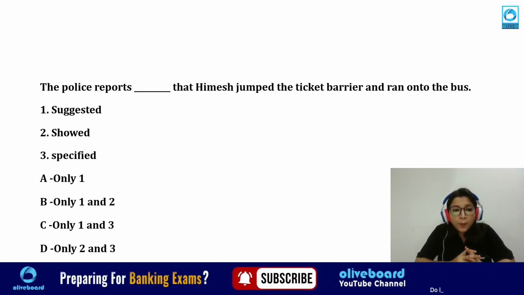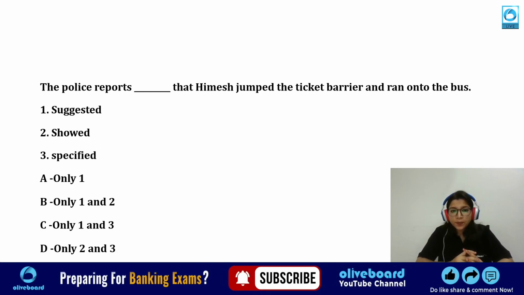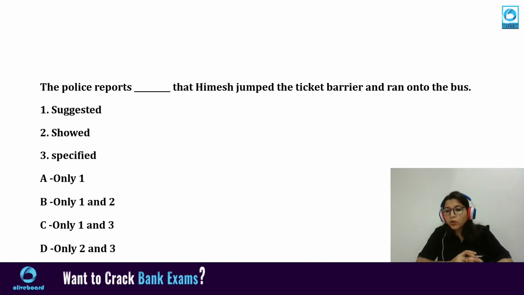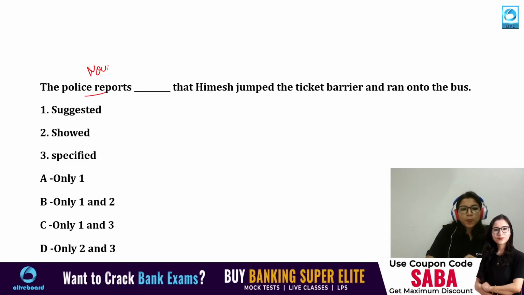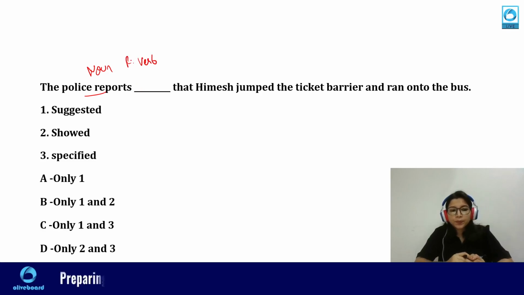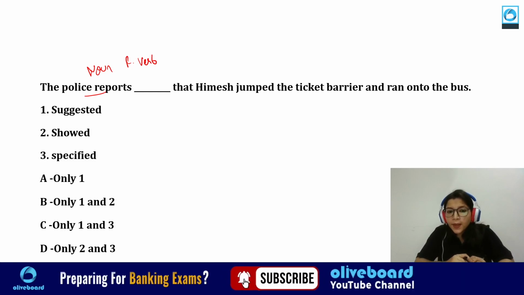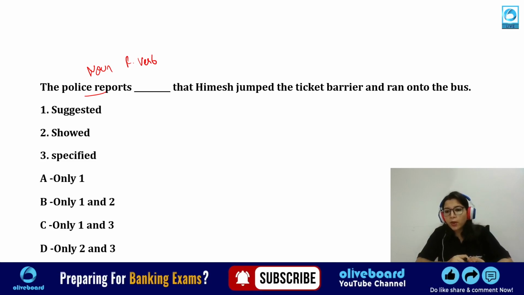See, the police reports that Himesh jumped the ticket barrier and ran onto the bus. The police reports is what? It is a noun here. And we need a verb here, finite verb here. Okay. अब report क्या बताती है? That Himesh jumped the ticket barrier and ran onto the bus.